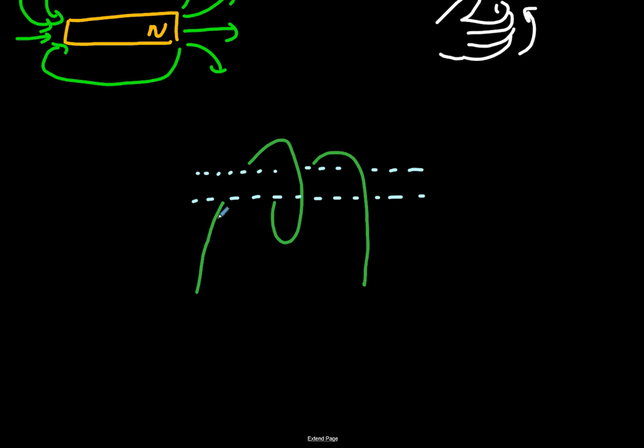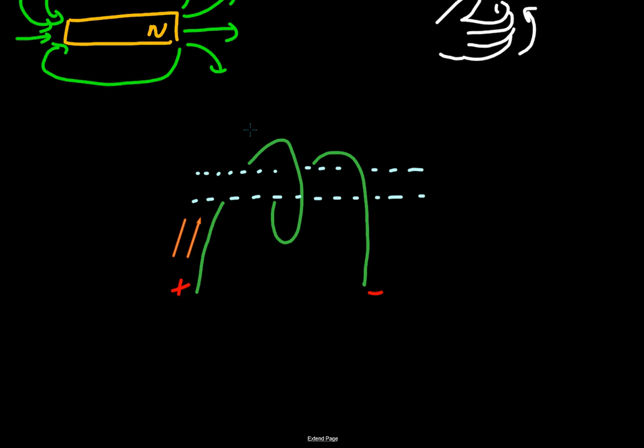Because what we want to do is we want to say, well, if I run current into here, right? If I make this positive and I make this negative, then what's going to happen is related to Ampere's law, right? I'm going to get current flowing in this direction.